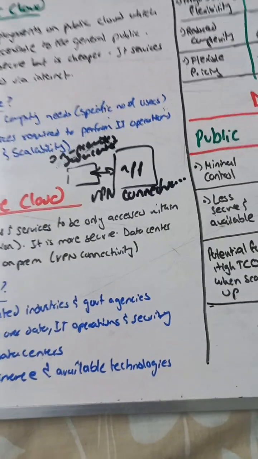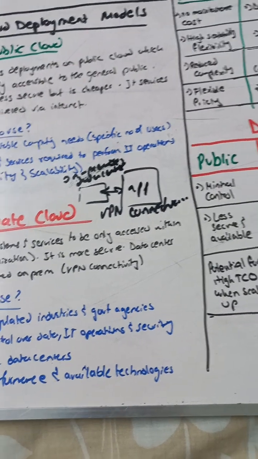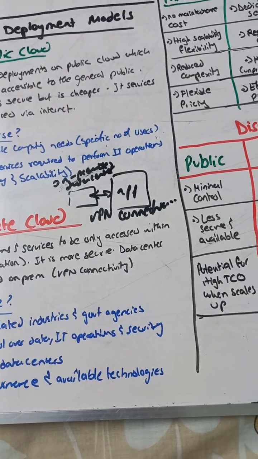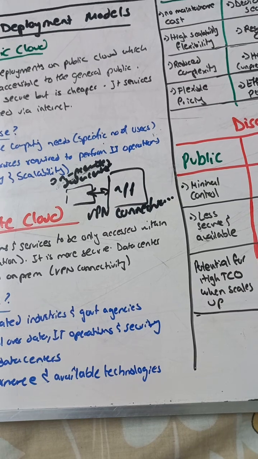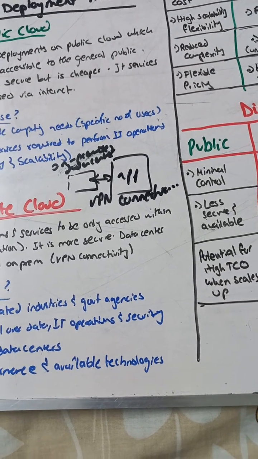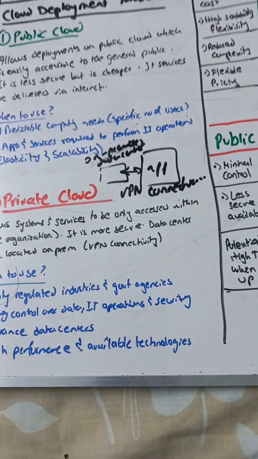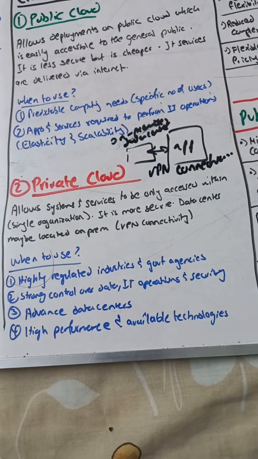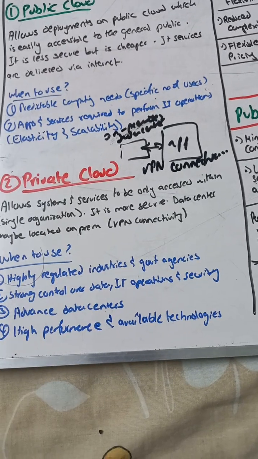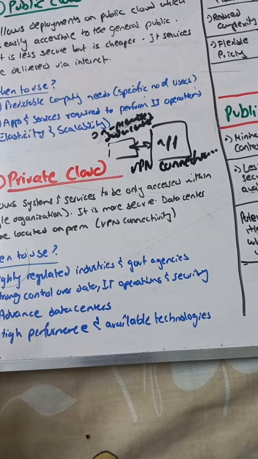You are going to be using this where you want your system to be very secure. There are certain compliance rules which have to be met. You want strong control over your entire IT operations and security, and you want high performance and available technologies. So this is used for highly regulated industries and government agencies.